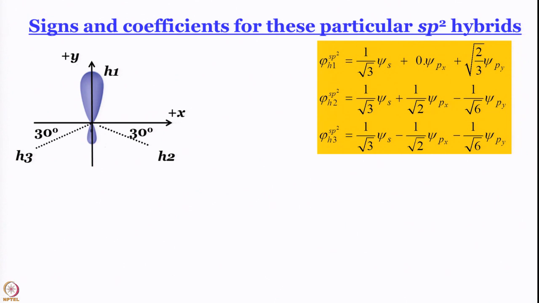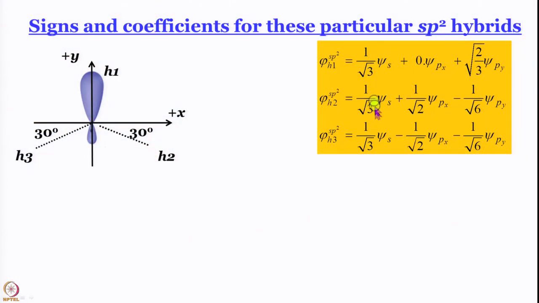Okay. So, very nicely, we have been able to figure out the coefficients of the atomic orbitals in the hybrid sp2 orbitals, when we hold the molecule in xy plane with one of the hybrid orbitals along the y axis. We have found the coefficients and we have written the expressions. And first thing we see is they are all orthogonal to each other. They are normalized. We have used the normalization condition. Are they orthogonal? It is easy to see h1 and h2 or h1 and h3. 1 by root 3 into 1 by root 3 is 1 by 3. Then root 2 by 3 into minus 1 by root 6 is equal to what?